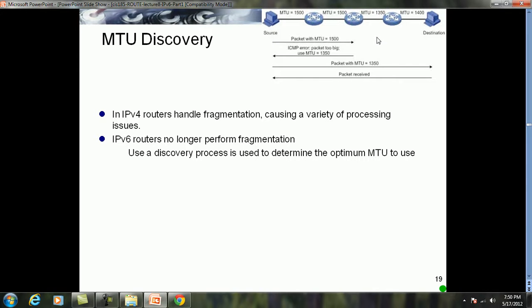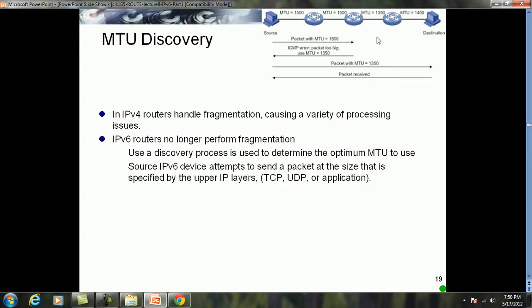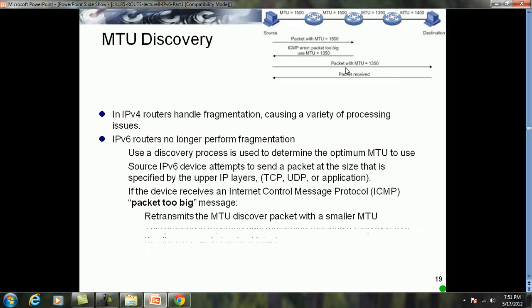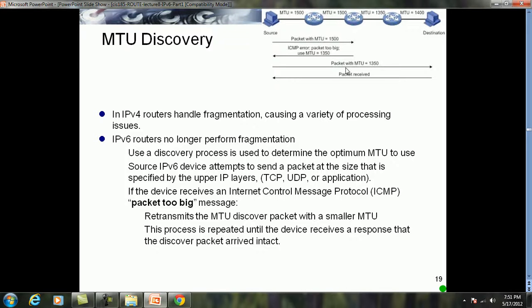So this used to happen in IPv4. But in IPv6, it uses a discovery process to determine the optimum MTU to use. So before sending, they use the discovery procedure. The source IPv6 device attempts to send a packet at a size that is specified by the upper layers, okay? If the device receives an ICMP packet too big message, it resends the MTU discovery packet with a smaller MTU. This process is repeated until the device receives a response that the packet arrived intact. First I send a packet of 1500, but I get an error that it's too big. Then I send a smaller packet. It is received at the end device, then I get a packet received response. This process is followed in IPv6, which was not in IPv4.